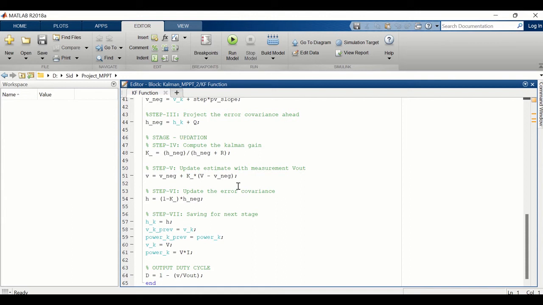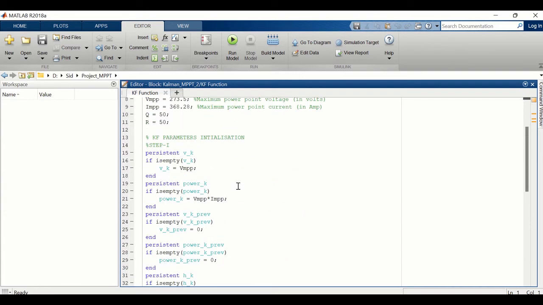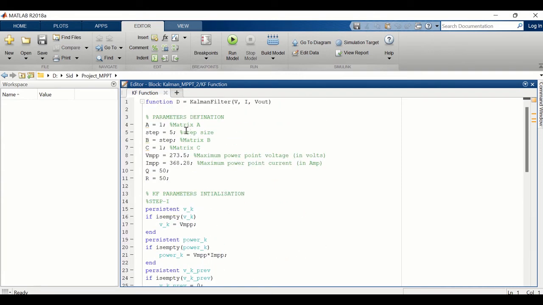Here, we have a total of three parameters that can be controlled to see the variations in the output. And they are: first is the step size. Second is the Q, which is the process noise covariance. And third is the R, which is the measurement noise covariance.